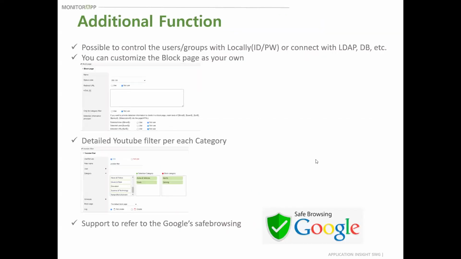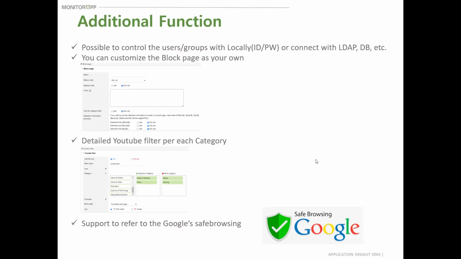Let me introduce additional interesting functions. Regarding user registration, you can choose whether to register users or not. If you have a small number of users and would like to register them, you can register the users one by one manually. But if there are a lot of users, then SWG supports registering users locally with a CSV file, or connecting with LDAP or a database. Regarding the block page, SWG provides a simple default page, and it's possible to customize it if we want, adding your logo or technical support email, for example.